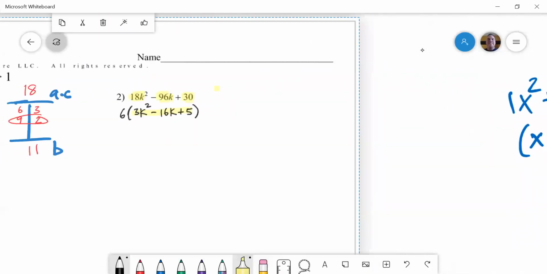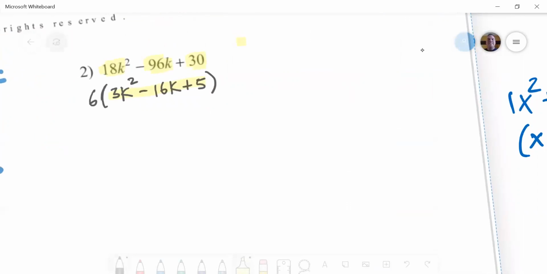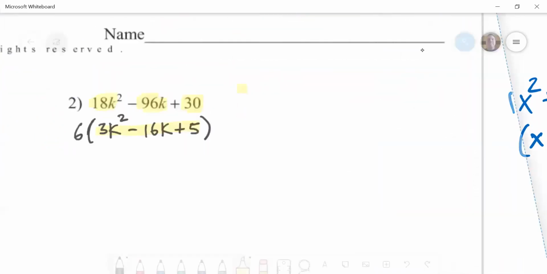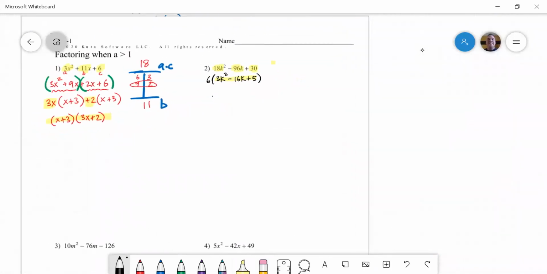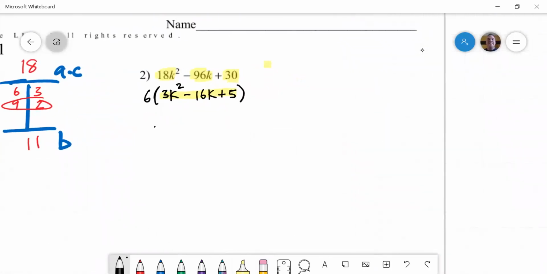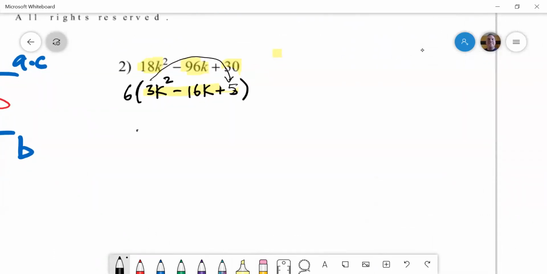So our A term is 3, and we're going to multiply that by 5. So 3 times 5 gives me 15. I'm going to rewrite this as, now my A term is gone, so k squared minus 16k, and then 3 times 5 gave me 15. So I'm essentially moving that A term to the C term and multiplying it.